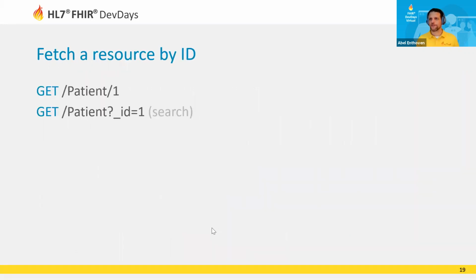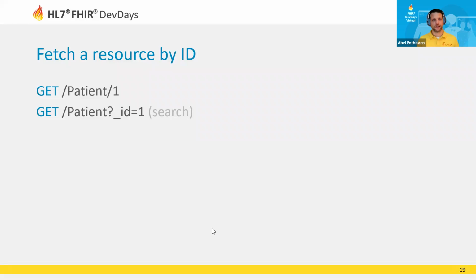Okay, we're going to talk about fetching resources. This example is about fetching one resource. So you could do a GET patient/1, then you would get patient 1. You can also do it another way. You can also say GET patient?_id=1. And really, there's no difference in terms of results.